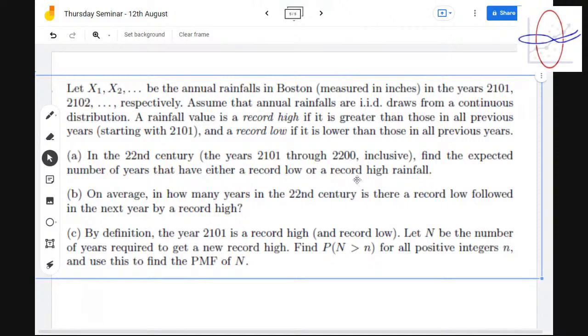So we have done this problem last day, right? We'll do this problem again, but we will do all the other parts also. So in the 22nd century, find the expected number of years that have either a record low or a record high rainfall. Let's see how you will mathematically, probabilistically model this.